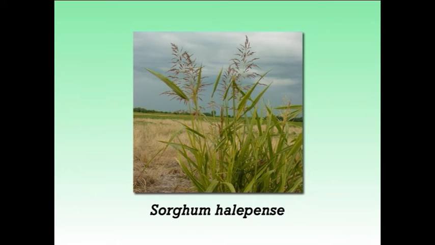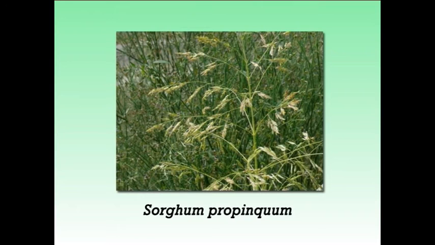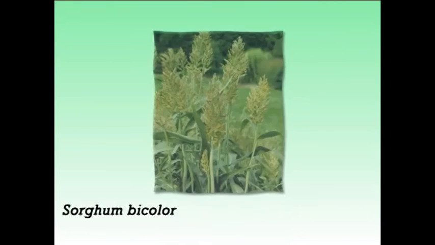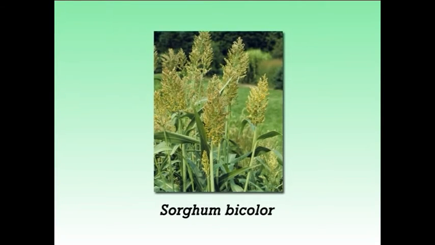Next, we will discuss about the classification of sorghum. There are three species of sorghum. The first one is Sorghum halepense. Next is Sorghum propinquum. And the last one is Sorghum bicolor. The first two species are wild, and Sorghum bicolor, that is the last one, is further divided into three subspecies.